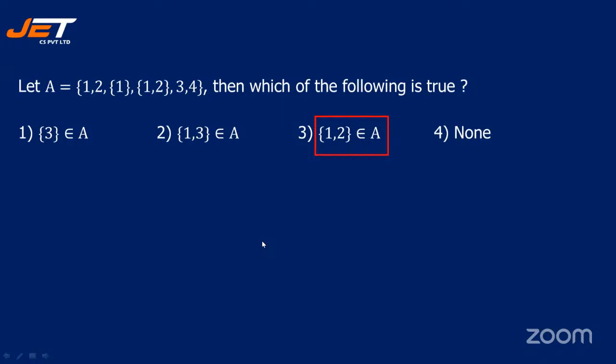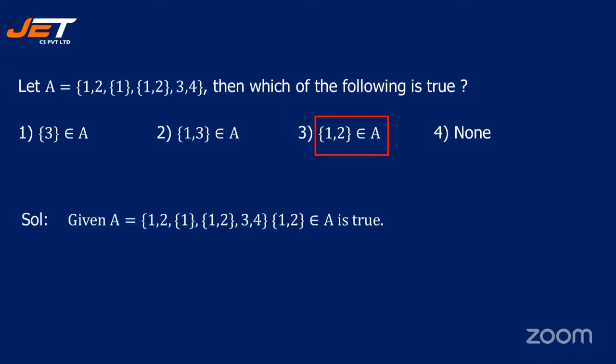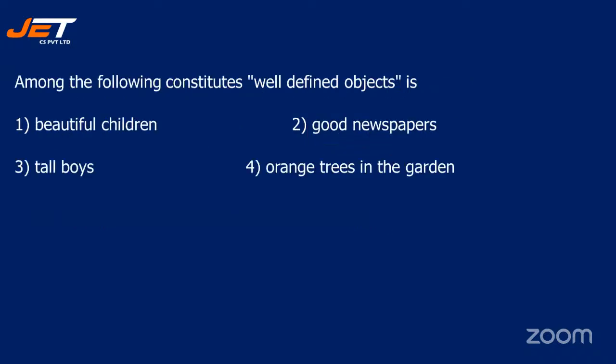It is {1, 2} is an element of A. Isn't it? What you find in that set A is only {1, 2}, not {1, 3}, nor 3 separately. All right, let's move on to the next question.